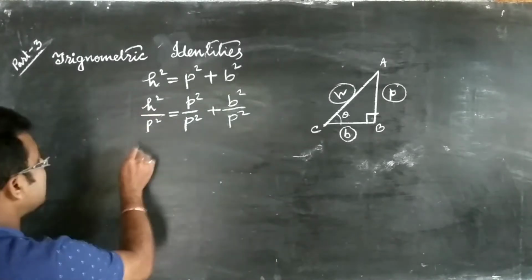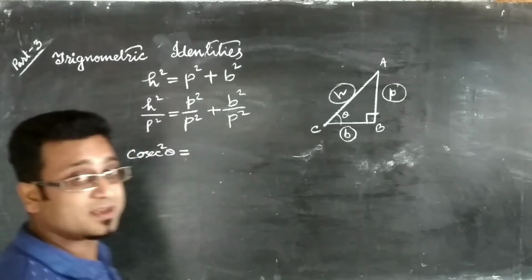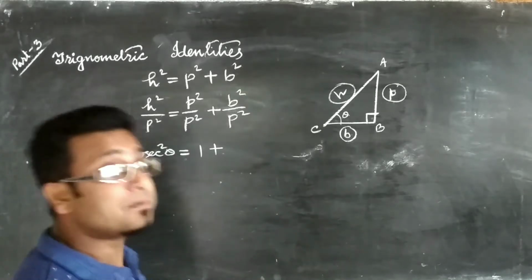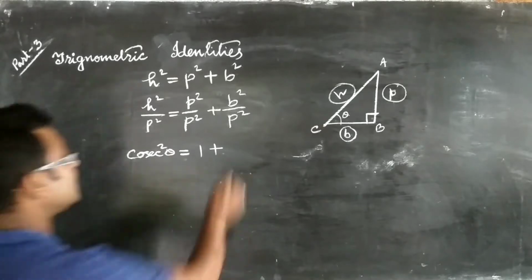Cosec. So here it will be cosec square theta equals P by P. What will it be? 1. B by P. What will B by P be? Think a little. Cot, right? So put cot.